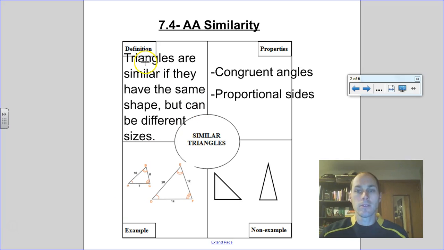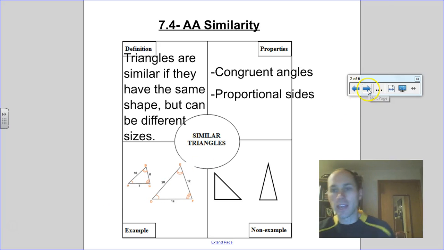Okay, so what I wrote down is that triangles are similar if they have the same shape. They can be different sizes though. Properties mean they have congruent angles and proportional sides. Here's an example of two triangles that have congruent angles and sides that are proportional in a 1:2 ratio. These are an example of triangles that are non-similar. You can see that their angles are not congruent and the sides are not proportional either. You can tell just by looking at that.